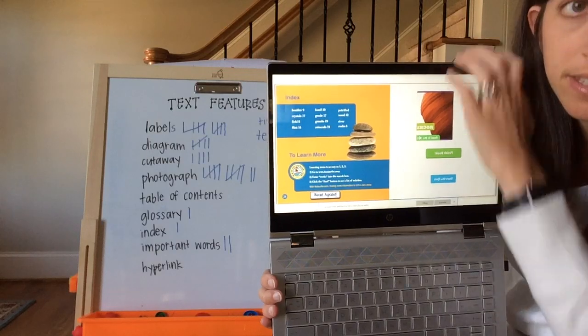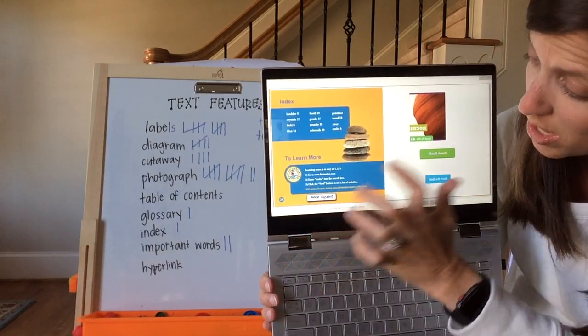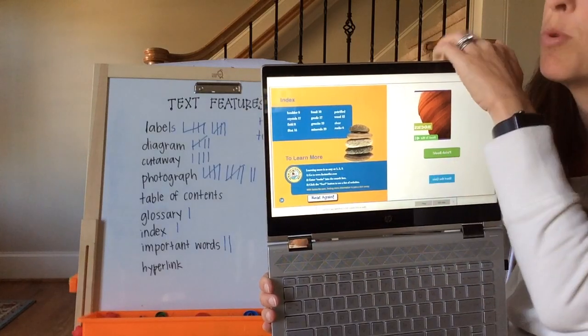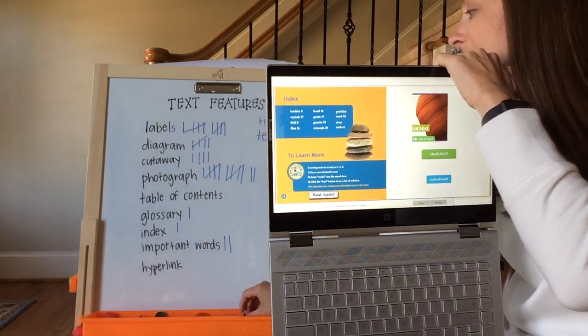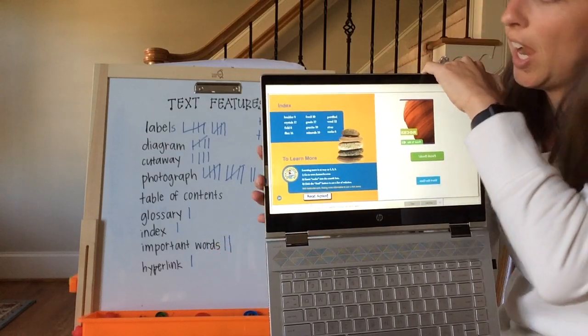Down here it says to learn more, and it gives me information about where I should go and what I should do if I wanted to learn more about rocks. And so that's considered the hyperlink. So I'm going to give it a tally. All right.